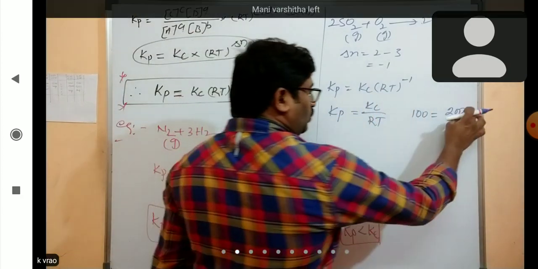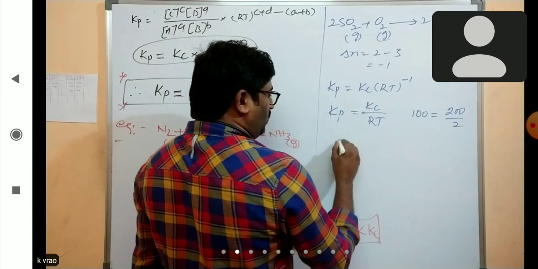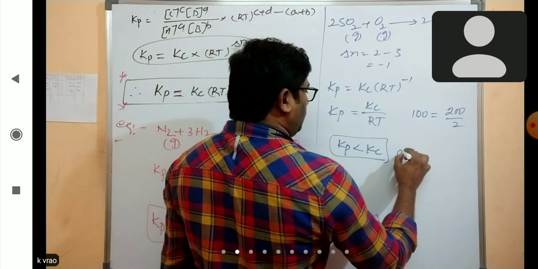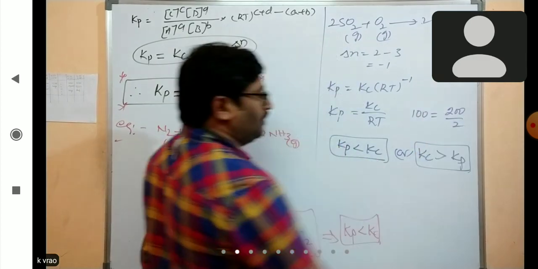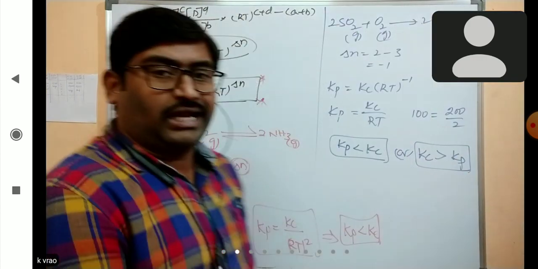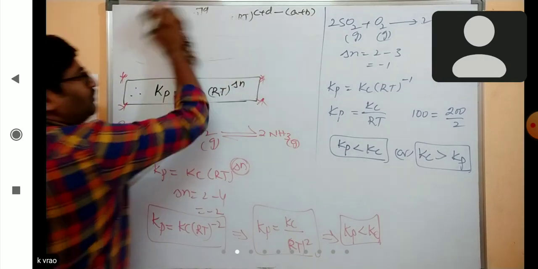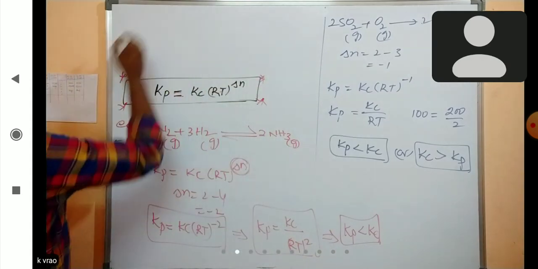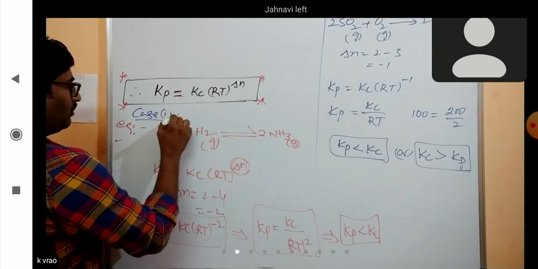So now what do you understand here? 200 is more, 100 is less. That is why the 200 value is Kc and the 100 value is Kp. Therefore Kp is smaller than Kc, otherwise Kc is greater than Kp. Understood now? So when delta n value is negative, then Kp is smaller than Kc. This is case number 1.